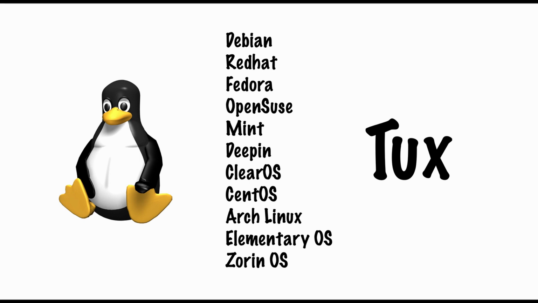That was just two of the Linux operating systems. There are many other distributions of Linux like Debian, Red Hat, Fedora, OpenSUSE, Mint, Deepin, ClearOS, CentOS, Arch Linux, Elementary OS, Zorin OS, etc. You might be wondering what the picture of a penguin is doing here. It is the mascot of the Linux operating system and it's called Tux.